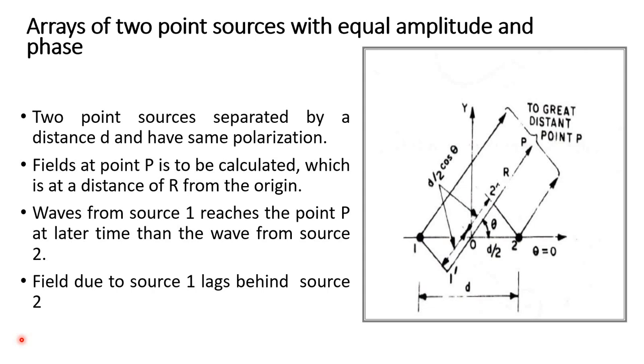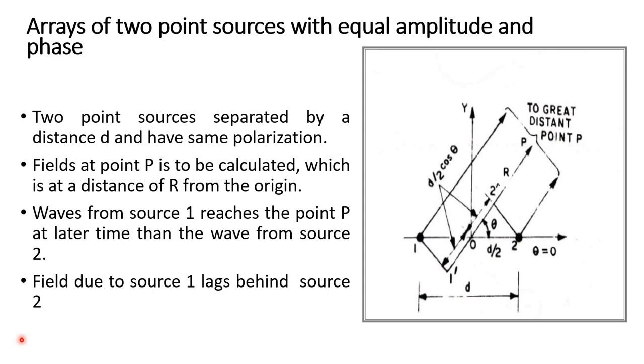For the theory of point sources, first only 2 isotropic point sources separated by a distance with different phase conditions are taken. Then later it will be extended to n point sources. The different conditions are array of 2 point sources with equal amplitude and phase, another condition is with equal amplitude and opposite phase, and the third condition is different unequal amplitudes and different phases.